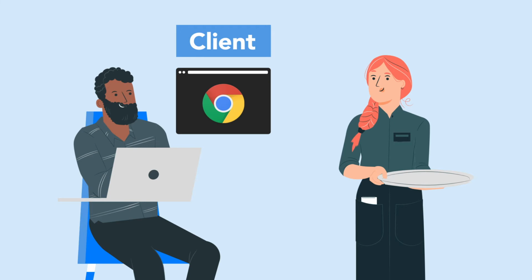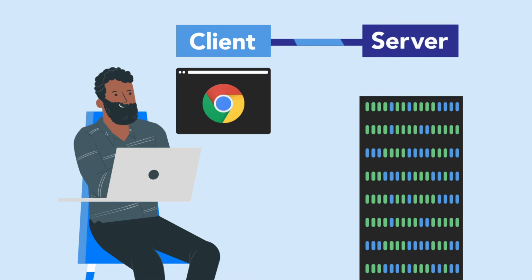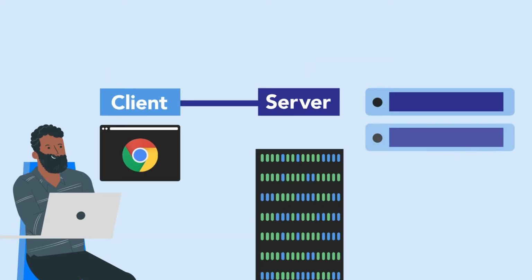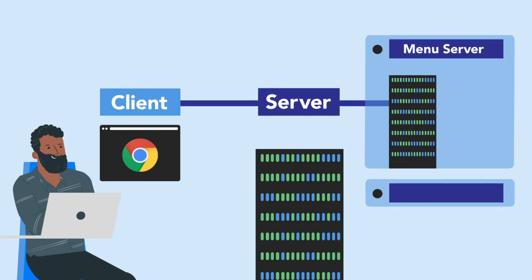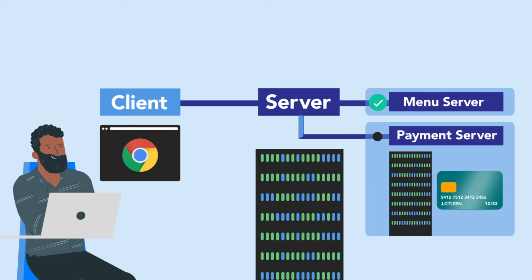Instead of going straight to a person, my request is going to go up to the internet, to a machine, to a server. Just like the server in the analogy, that machine is going to do a set of logical checks. It's going to ask other machines, other servers, the same questions as before. First, the server consults a menu server, which is backed by a list of dishes stored in a database to check if the items I asked for exist. Then, it asks a payment server to take payment given my card details.